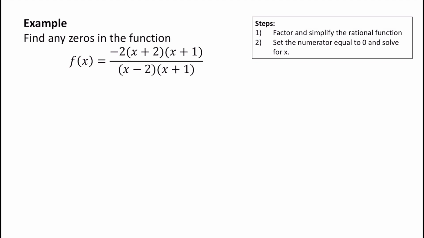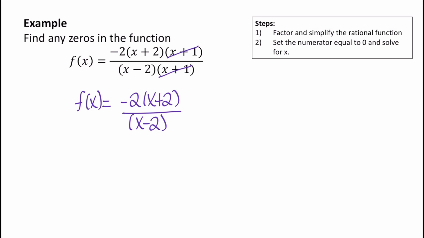So now let's find any zeros in this function. So we have this, it's already been factored for us. So remember, the next step would be to cancel our common factors, right? Common factors, we have x plus 1. So I'm going to cancel out that x plus 1. So that leaves me with f of x equals negative 2 times x plus 2 over x minus 2.